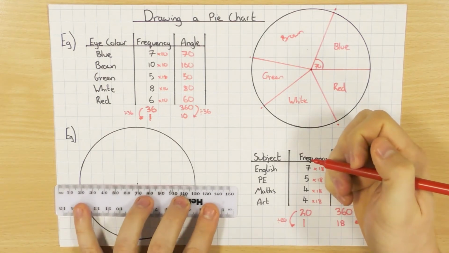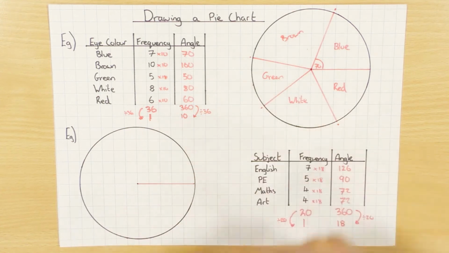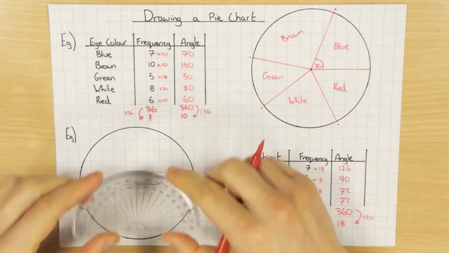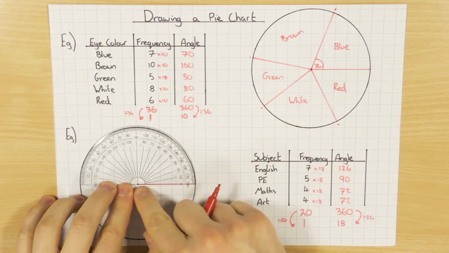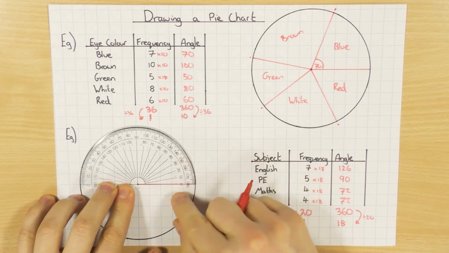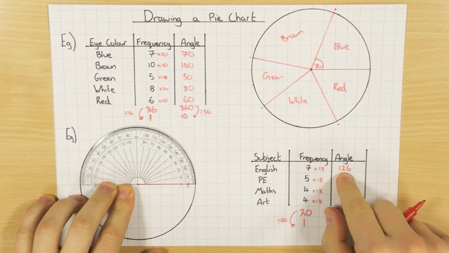Exactly the same thing. From the center, draw your line across, get your protractor, set up the center there with the crosshair here, line it up, and again I'm going to be using the inside because the inside starts at 0 and the first angle is 126.